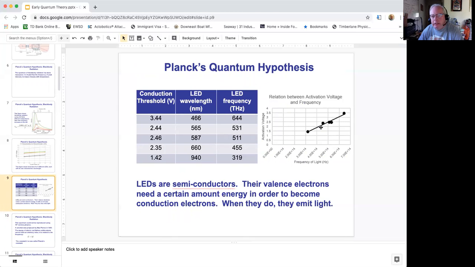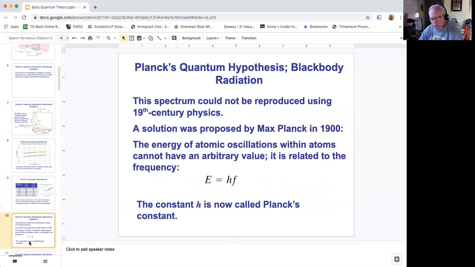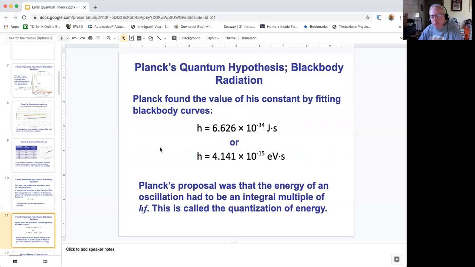These LEDs have a threshold voltage, and as the threshold voltage increases, the frequency of light that they produce is going to be different. So notice that this was infrared, the lowest activation voltage, and then visible light, all very similar, kind of clustered there, and then this is ultraviolet. So the value for Planck's constant is a very, very small number, which makes sense.